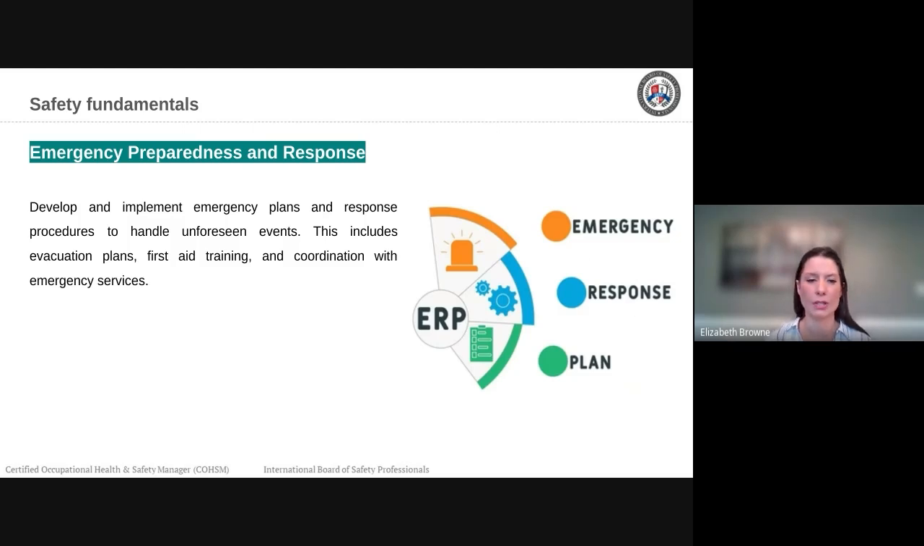So having these emergency plans and response procedures to handle the unforeseen events. So not just our regular work routine, but what are we going to do if an emergency occurs? What are emergency situations? So understanding what potential emergency situations can occur, and having appropriate emergency response plans in place.